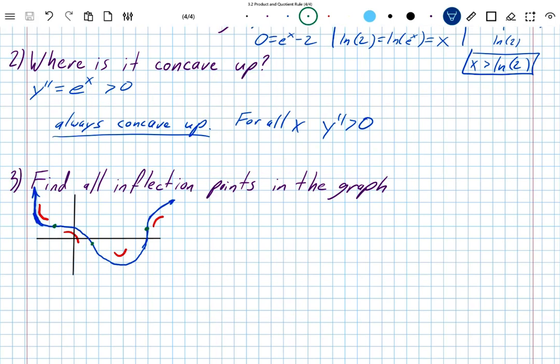Okay, so those are all my inflection points. You can go ahead and write the coordinates for those points as well, but I think I'm just going to leave it right there, just by highlighting those three in green.